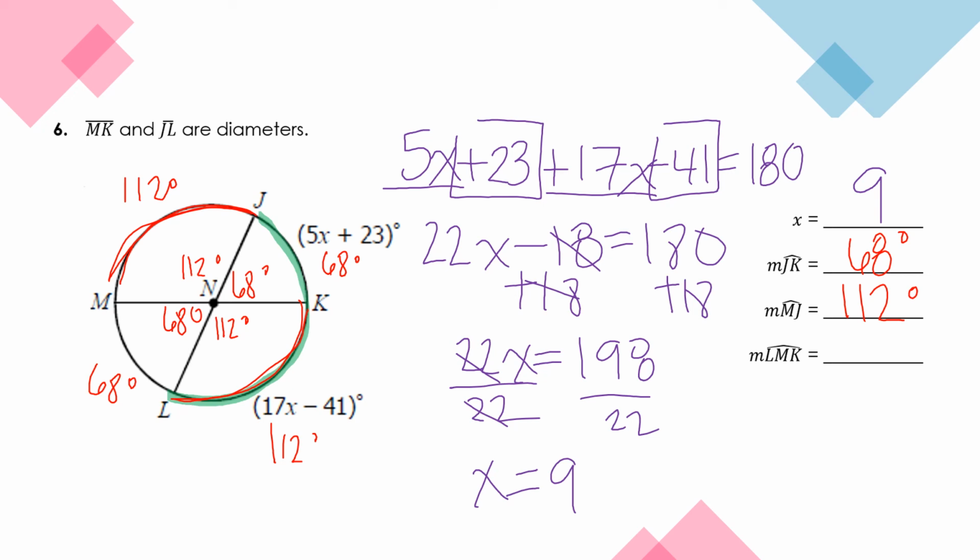68 degrees. The last thing we're looking for is arc LMK, so make sure you start at L, go through M, and end at K. That is everything besides that 112 degree arc, so 360 minus 112 will give you 248 degrees for arc LMK.